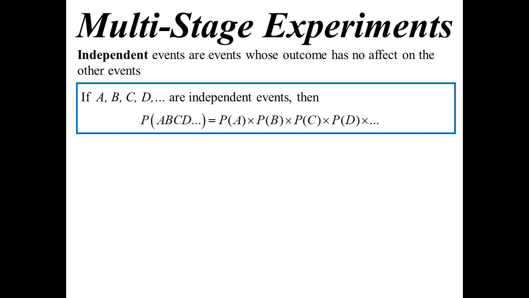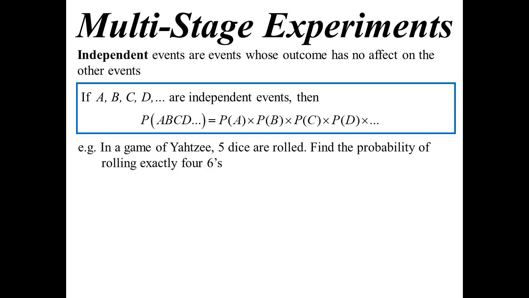Multi-stage experiment. So independent events are where the outcome of one has no effect on the outcome of another. I guess tossing a coin is a simple example of that. Toss a coin once, it has no effect on the outcome when I toss a coin the second time. They're totally independent of each other. So if we have these independent events, then to work out the probability of them happening in succession, we just multiply the individual probabilities together.